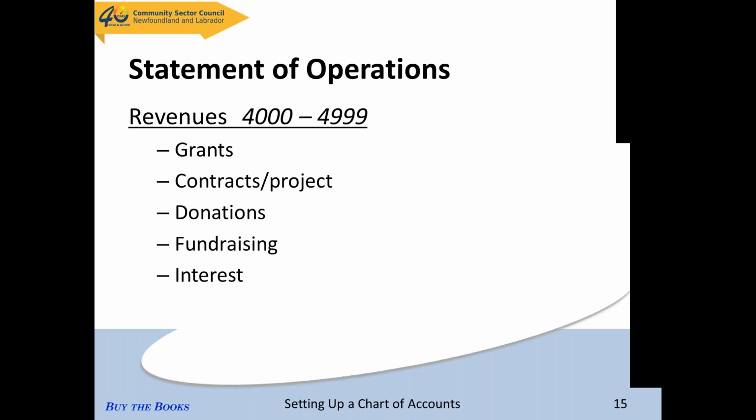Well, the same with any of these. Or you may have many different ways that your organization generates revenue. So not just from grants and contracts, donations. You may have many different fundraisers throughout the year, and you want to track the revenue from each fundraiser. Well, you can do that. There's actually a couple of different ways you can do it, but one way, of course, is to assign each fundraiser a specific account.